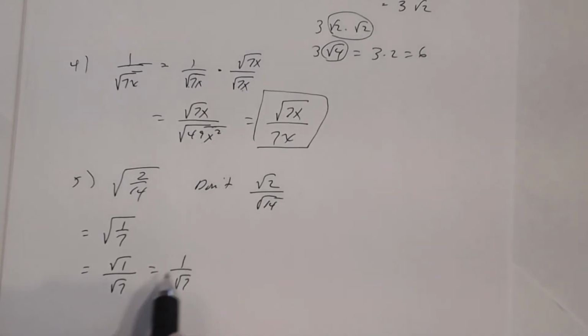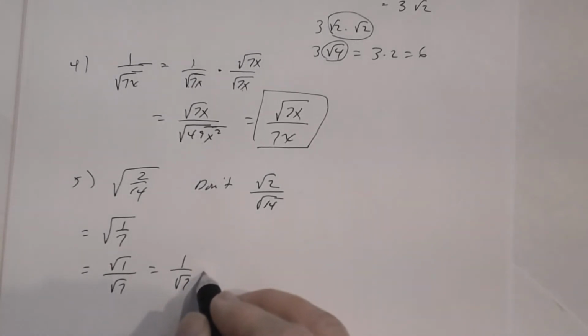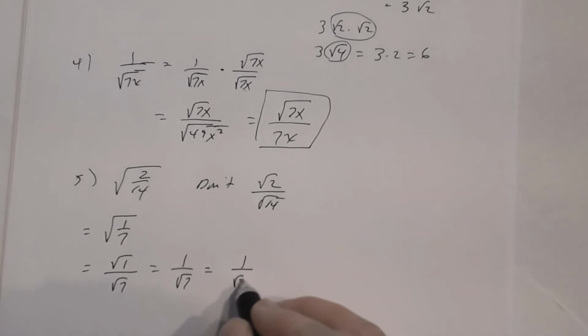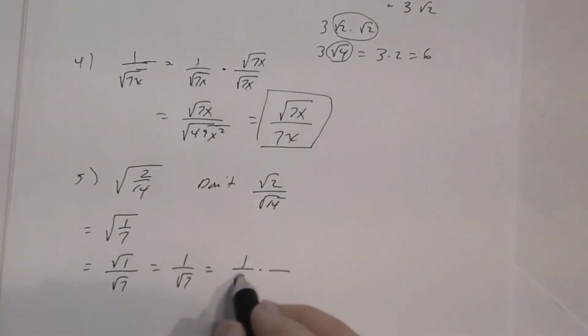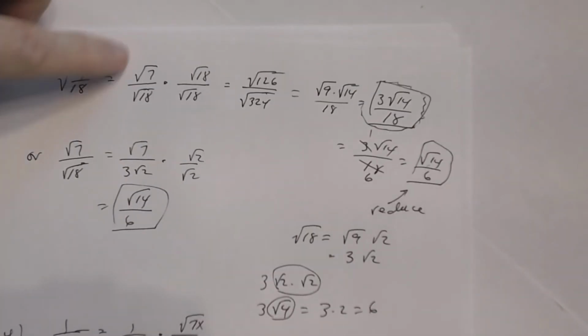All right, now here's the question. Is my denominator rational or irrational? It's irrational, so you've got to rationalize the denominator. You've got to make this denominator a rational number. And here's the process. To do that, you're going to multiply both numerator and denominator by this denominator. Now, notice that 7, the only perfect square that goes into 7 is 1.